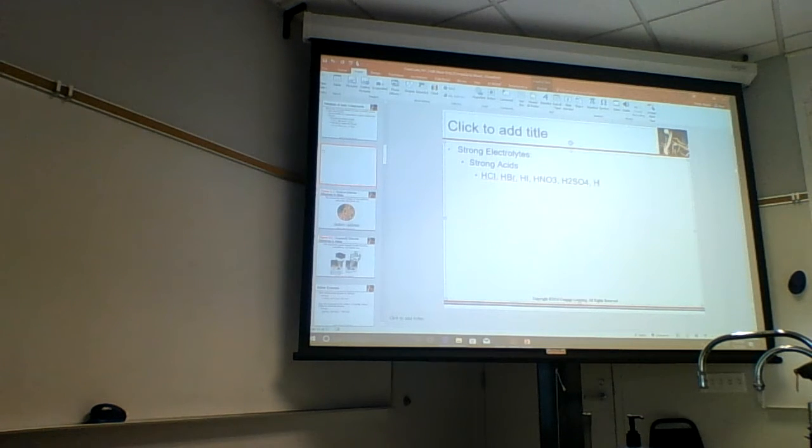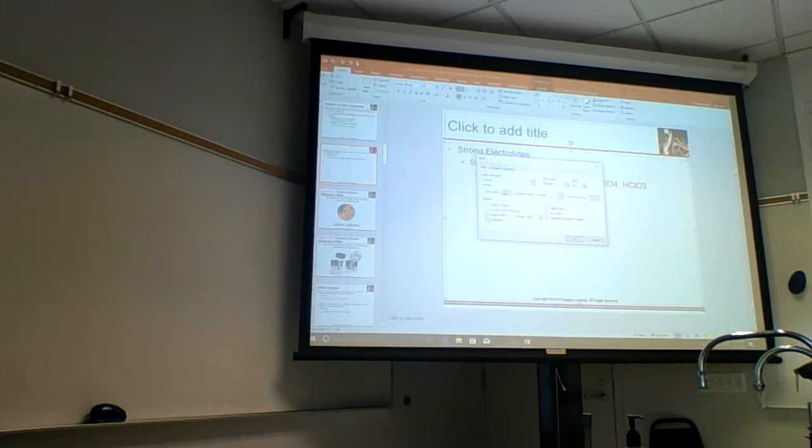HClO4, which is called perchloric acid. That's 6. HClO3. That's 7. So this is 7. So if somebody's looking for something to do, memorize those. It's a good thing to do. Sure. So these are the 7.